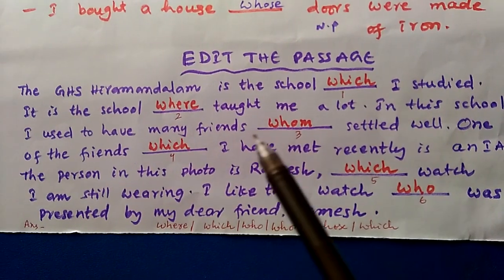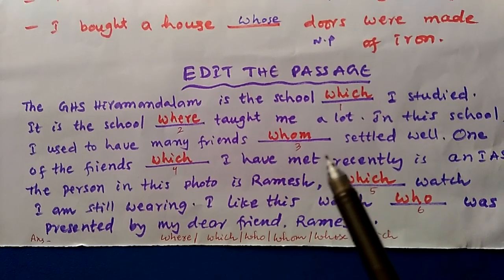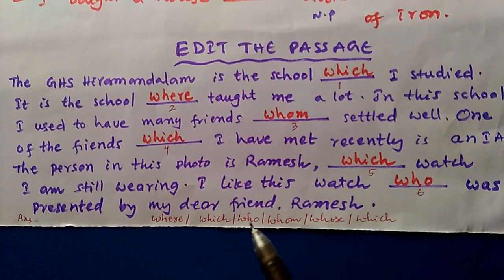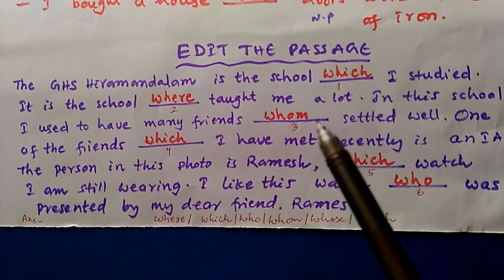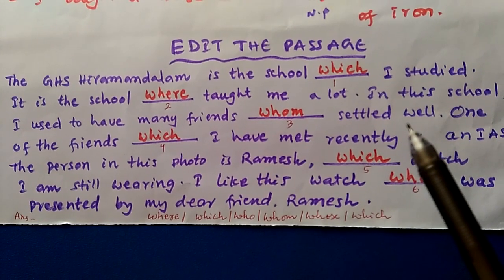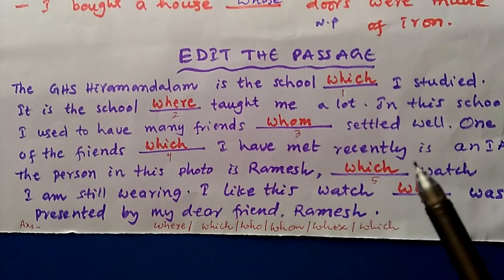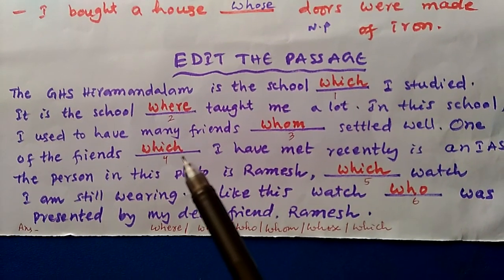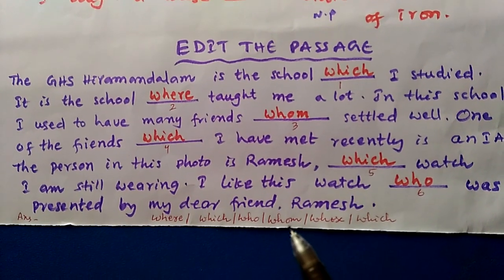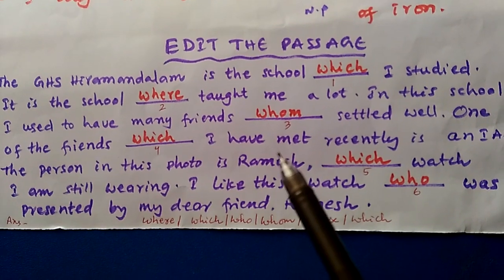Next, in this school I used to have many friends dash settle them well. The right answer will be who. So whom is to be replaced by who, because the blank is followed by a verb. And one of such friends dash I have met recently. Here this fourth answer may be replaced by the right answer whom, because this blank is followed by subject plus verb.